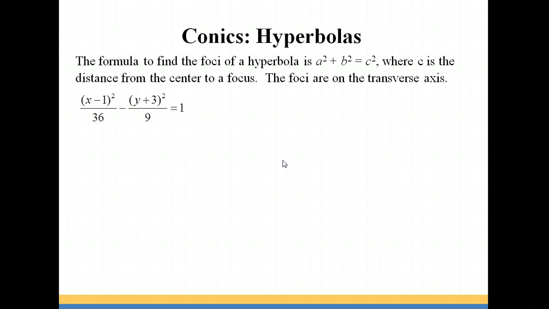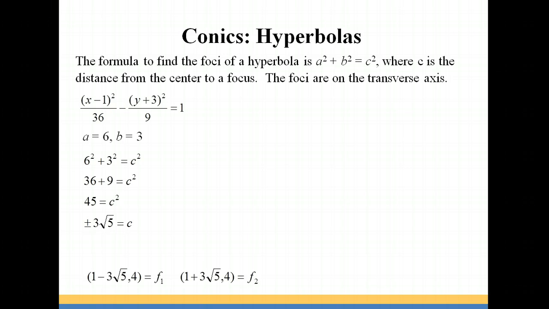Now, we also have a formula to find the foci of a hyperbola, which is simply a squared plus b squared equals c squared, where c is the distance from the center to a focal point, and your a and b are in your denominators. Okay, so for this particular problem, a is 6 and b is 3. So we're going to plug that into the a squared plus b squared equals c squared and isolate c. So c is the plus or minus the square root of 5 times 3. So we're going to add and subtract that value from our x value. Remember, the foci are going to line up on the transverse axis along with the vertices.